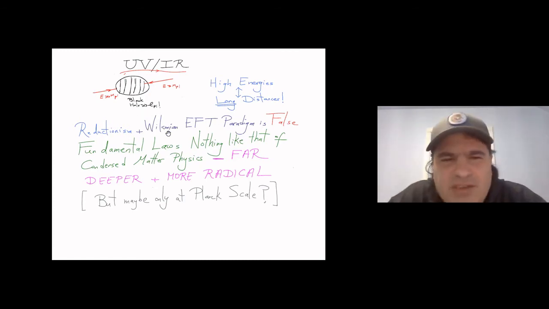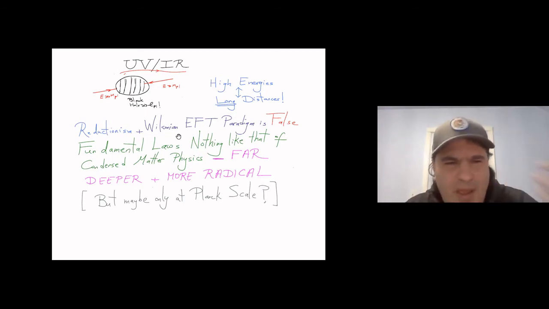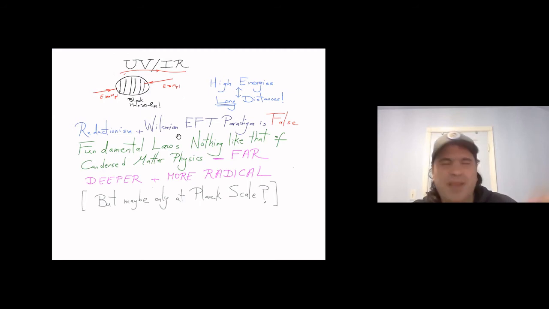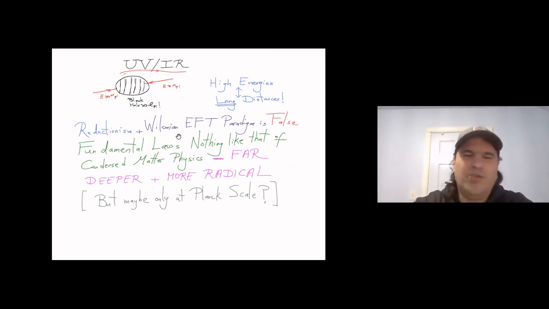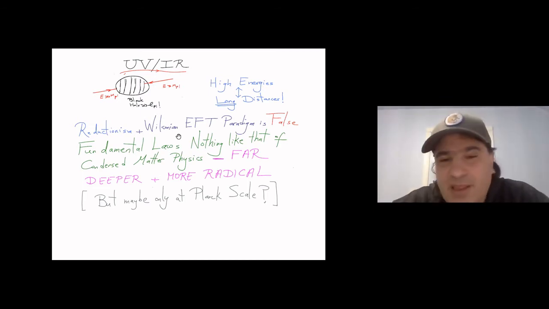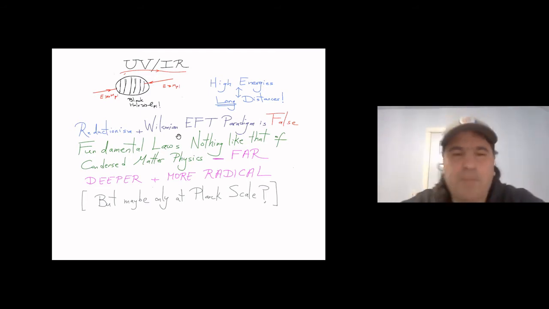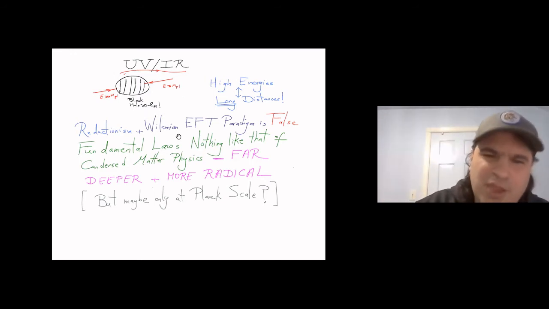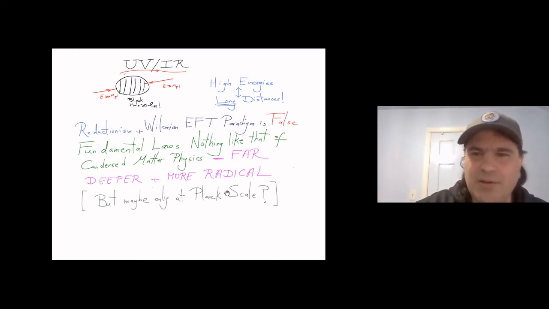And amongst other things, this means that the entire idea of reductionism and the Wilsonian effective field theory paradigm is essentially false. It's not true that the fundamental laws are given to us fundamentally at arbitrarily short distances, and then they cascade down into long distances in the tower of effective field theories. It's nothing like that. It's likely far deeper and more radical, because super high energies turn into super long distances again. But this might make you think this only happens near the Planck scale.